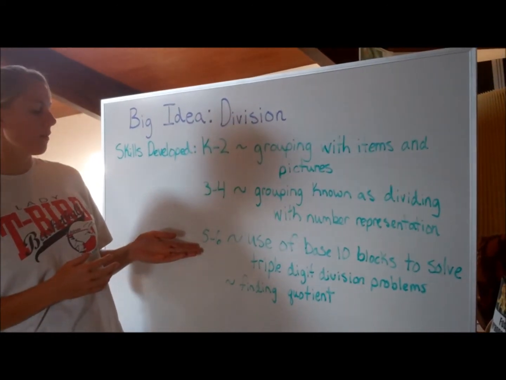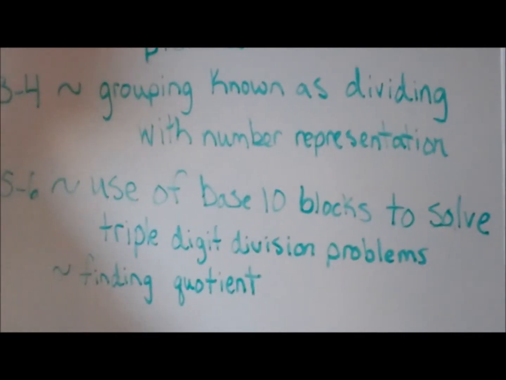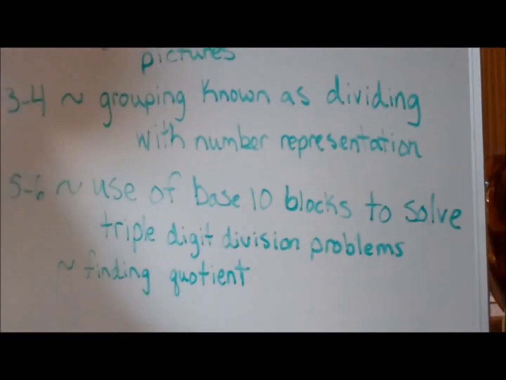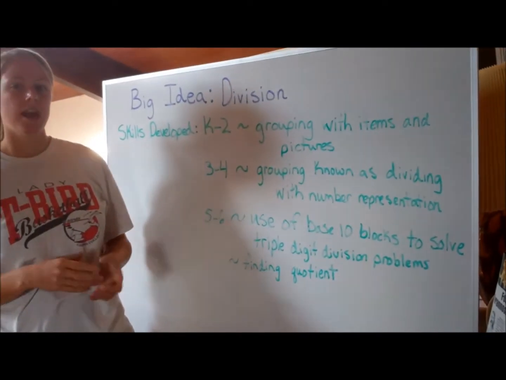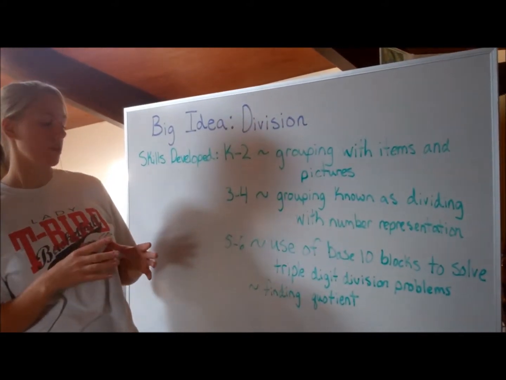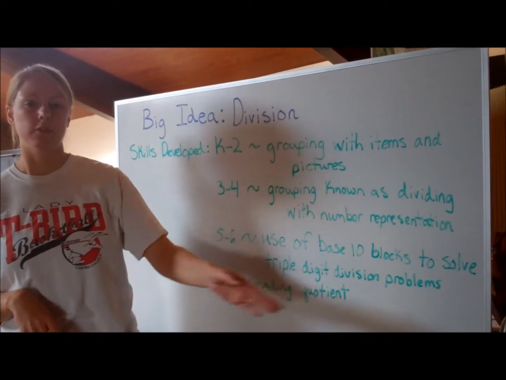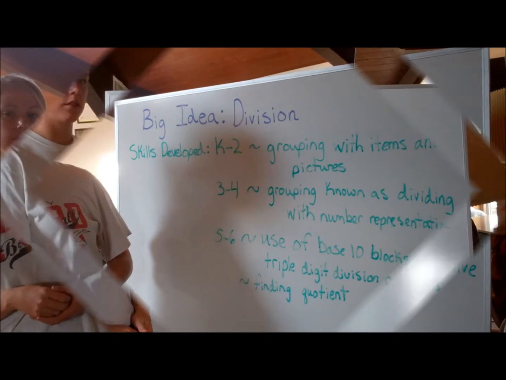So we're going to use the hundreds chart so they can see the number. And then through 5th and 6th grade, we're going to use the base 10 blocks to solve the triple digit division problem. So they're going to be bigger division problems, and the base 10 blocks will help them see how those are broken up into different groups. And then we're also going to introduce more of the term quotient for the answer to a division problem.